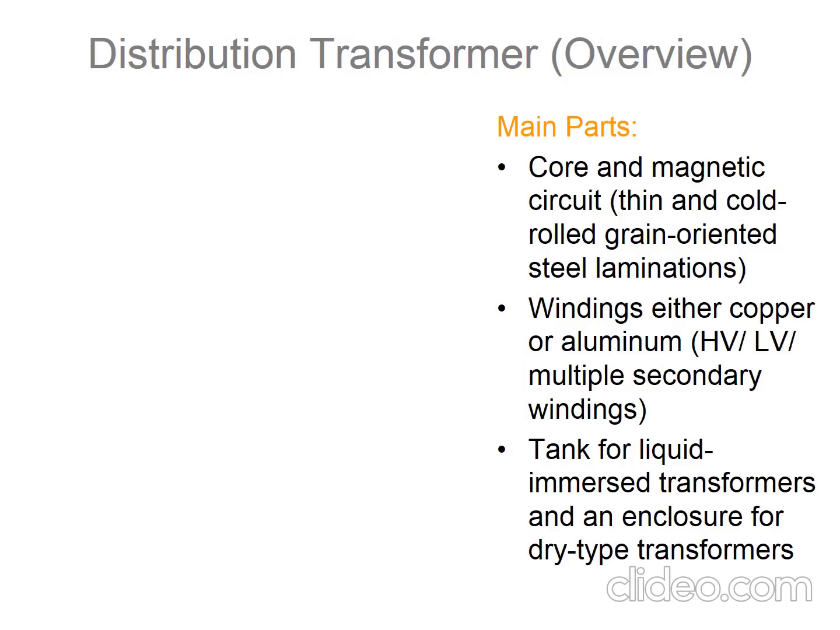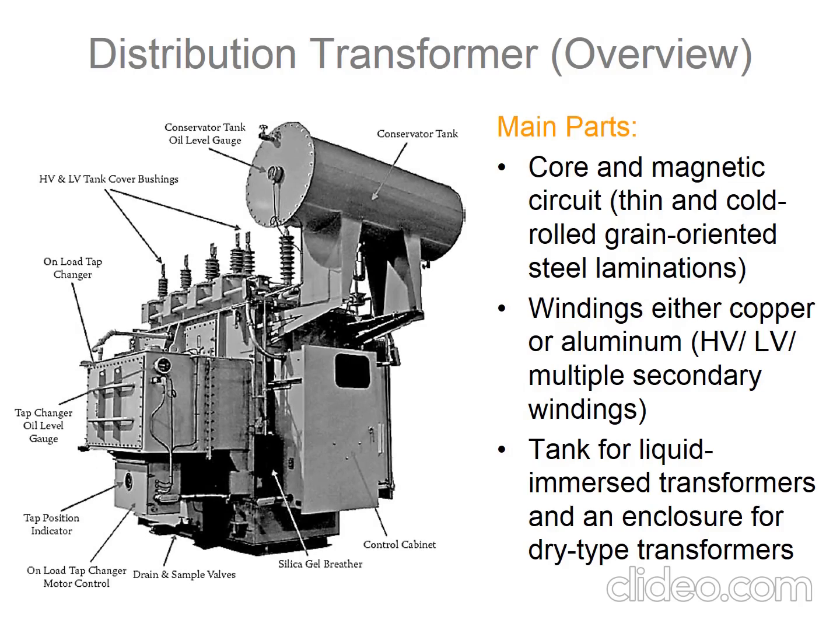This is the distribution transformer overview. We have the main parts here: the core and magnetic circuit, thin and cold-rolled grain-oriented steel lamination, and then we have the winding, either copper or aluminium. And then we have the tank for liquid, which is oil, depending on the type of liquid. The tank for liquid is for an immersed transformer, and an enclosure is for a dry type transformer.